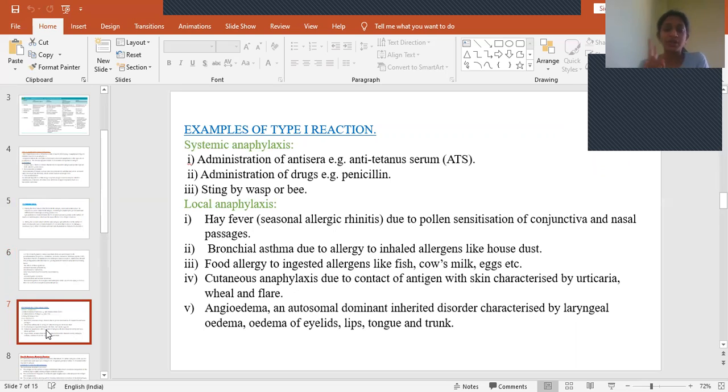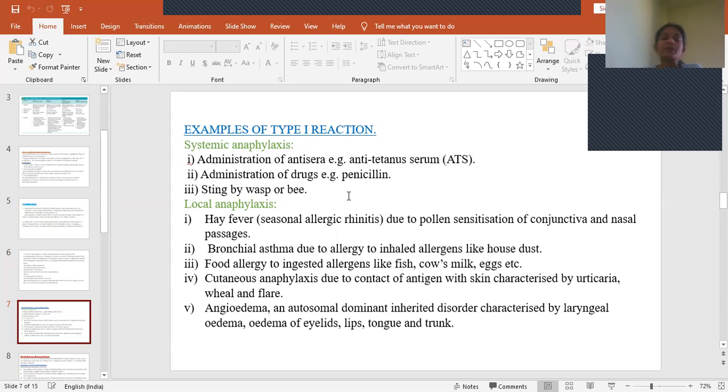So there are two types of examples, that is systemic anaphylactic reactions and local anaphylactic reactions. Systemic anaphylaxis can be seen when TT injection is given. Sometimes there is a risk of getting anti-tetanus serum and administration of drugs like penicillin. So when penicillins like amoxicillin, ampicillin are given, patients will show some kind of reactions. So that also comes under systemic anaphylactic reaction.